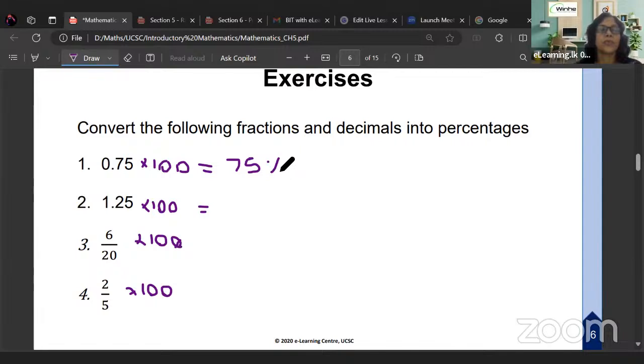Make sure to write the symbol. Don't forget it, right? So if you multiply 1.25, then 125 will be the result.